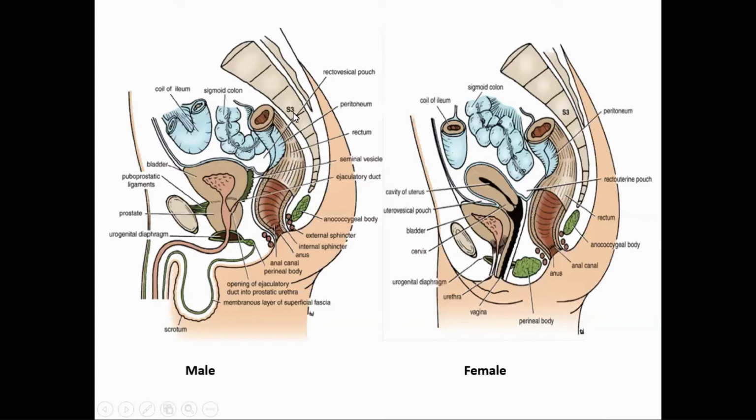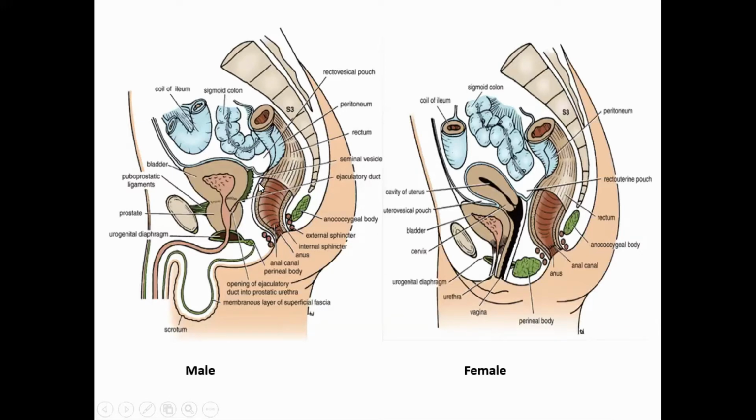Now the relations of the rectum. Relations of the rectum in the male and the female are different, anteriorly only. Posteriorly they are the same. Posterior relations of the rectum in the male and the female are the sacrum and the coccyx, anococcygeal ligament or the anococcygeal raphe, levator ani muscles, and coccygeus muscle. These are the posterior relations of the rectum.